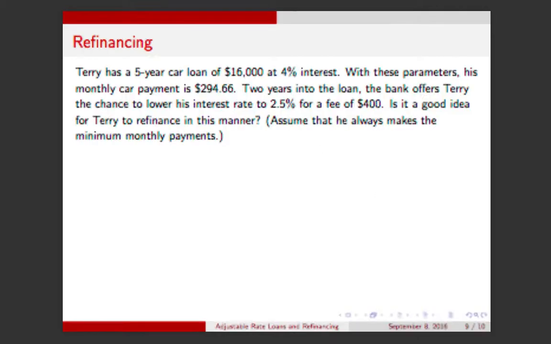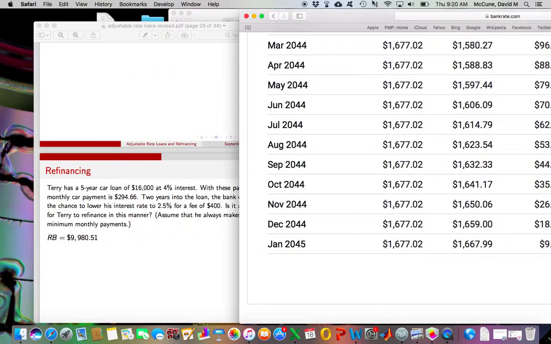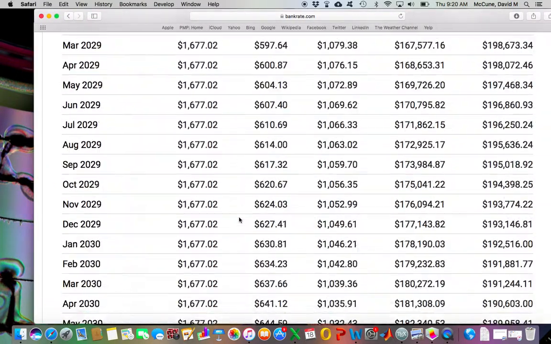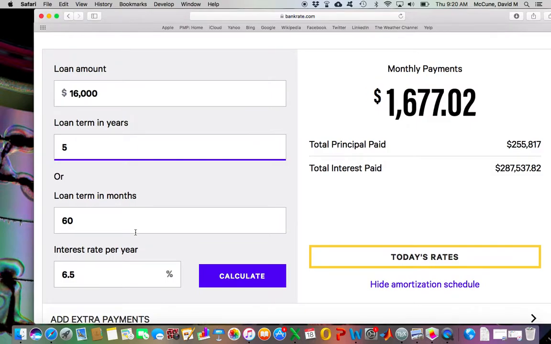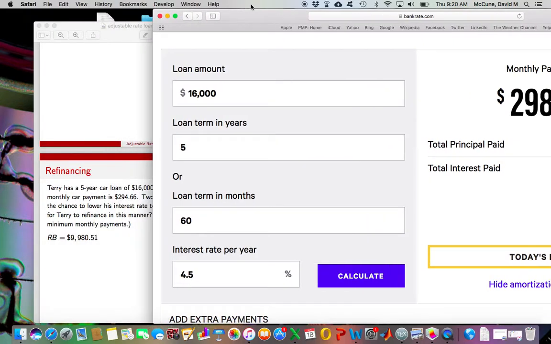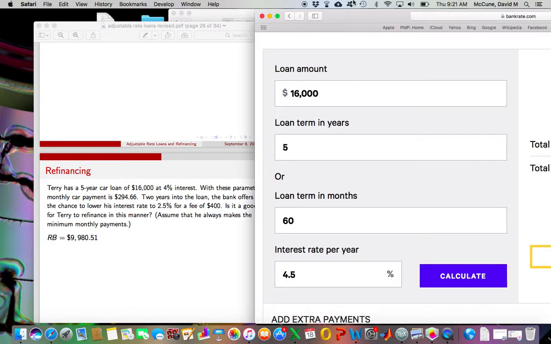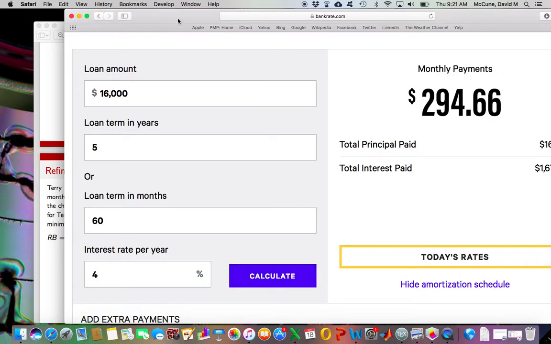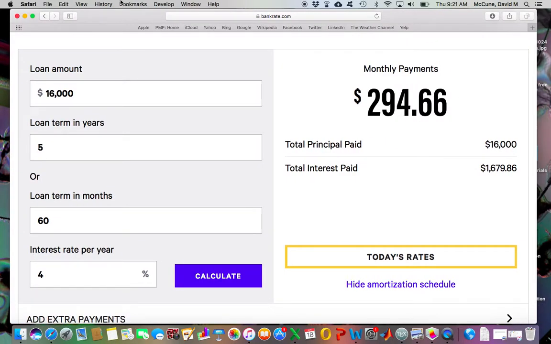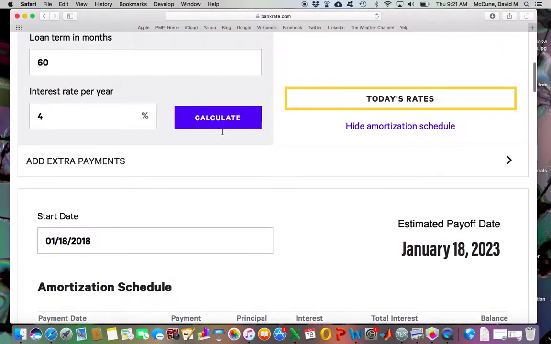So to answer this question, though, you do it the same way we did the other one. I mean, the numbers are different, but the process is the same. So it's 16 grand you would type into this calculator. 16 grand, a 5-year loan, and it was 4.5% interest. I think were all the parameters. No, just 4% interest. Okay. Okay, so there's his monthly payment. He'll pay roughly $300 a month. Let's now look at the amortization table.